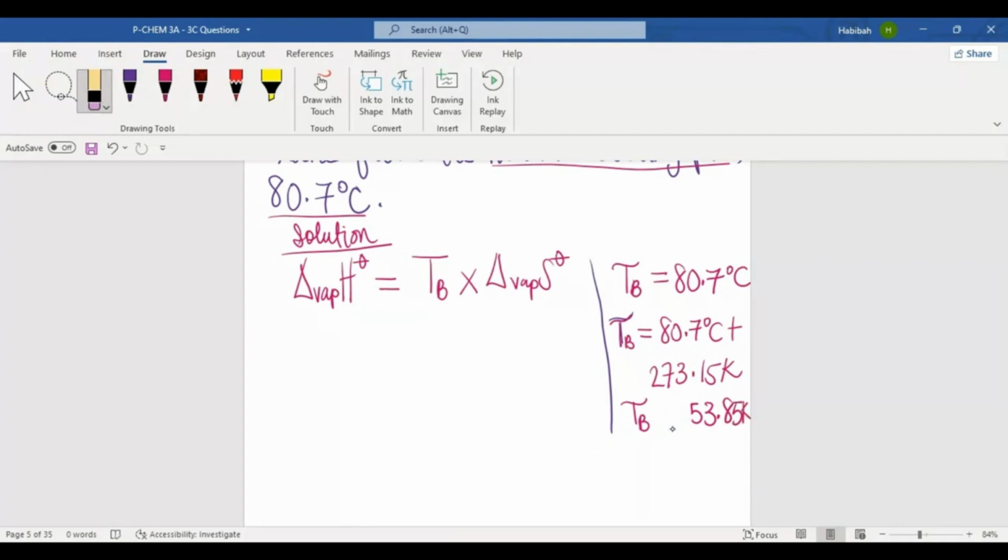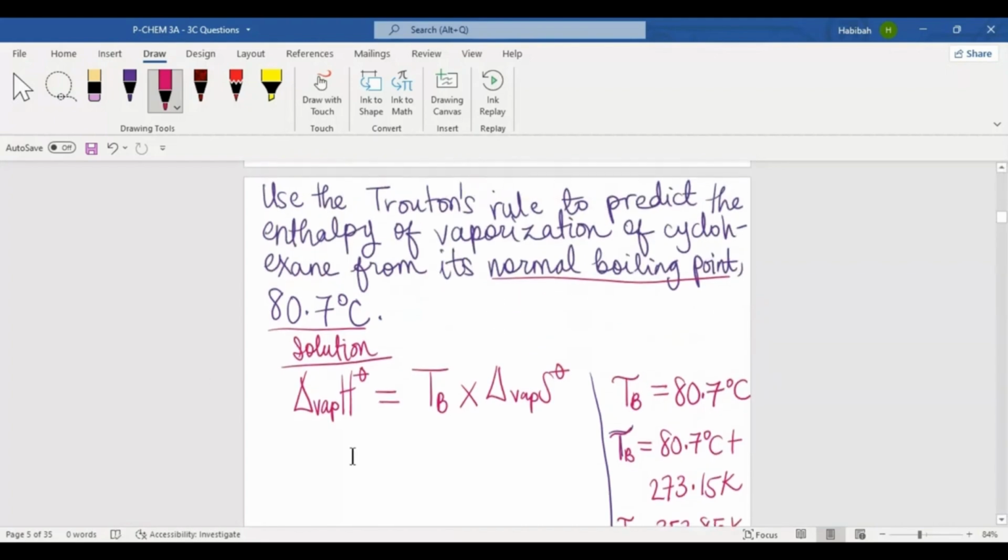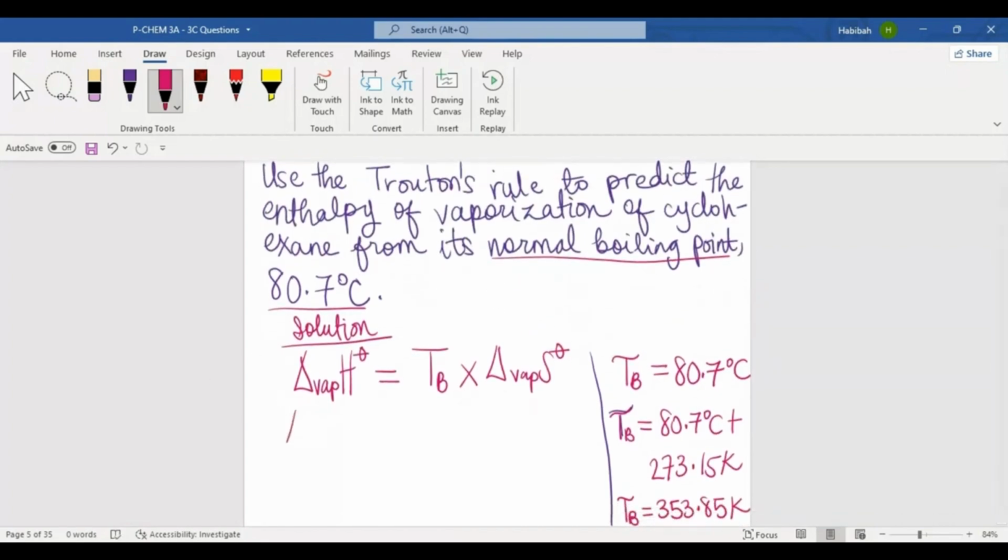Let me rewrite that because it's kind of smudged. So TB is 353.85 kelvins. Now you'll be wondering, we're told to find the enthalpy of vaporization. So we're supposed to find this one right here, right? But we only have the boiling point temperature. We don't have this one right here.